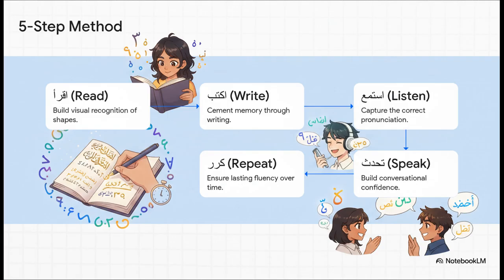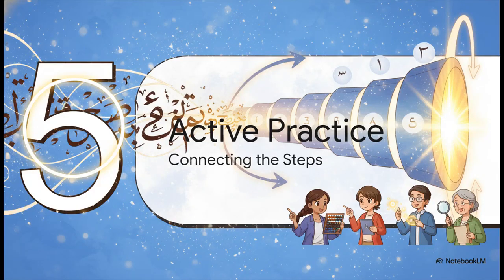This is vital, absolutely vital for capturing correct pronunciation, understanding how letters are articulated, and hearing how numbers sound when combined. Step 4 is Tahaddath, speak. You've got to take what's in your head and push it out into the real world. Say the words out loud. It builds your conversational confidence. And finally, step 5 is Karrir, repeat.